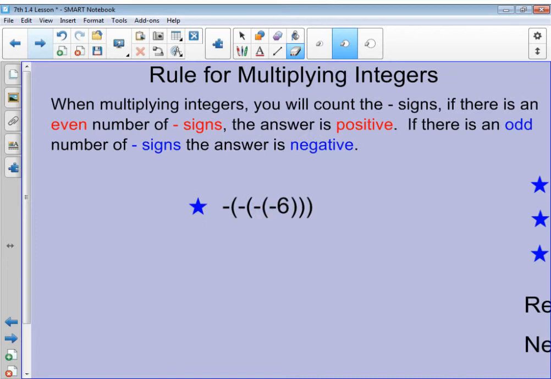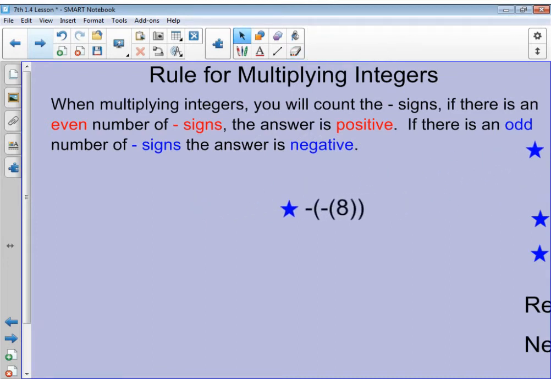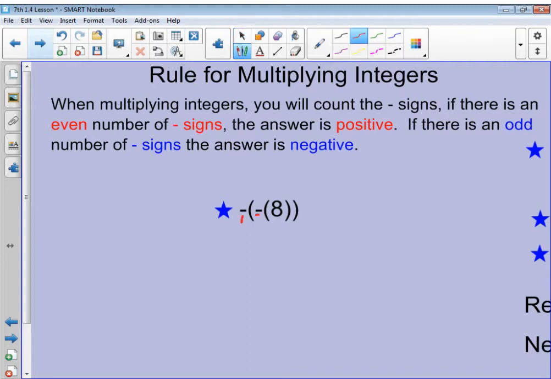So we're going to count our negatives, and then if it's an even number when we count it, it's a positive answer, and if it's an odd number, it's a negative answer. Here we have 1, 2 negative signs. So is that even or odd? That would be even, which would make our answer a positive 8.